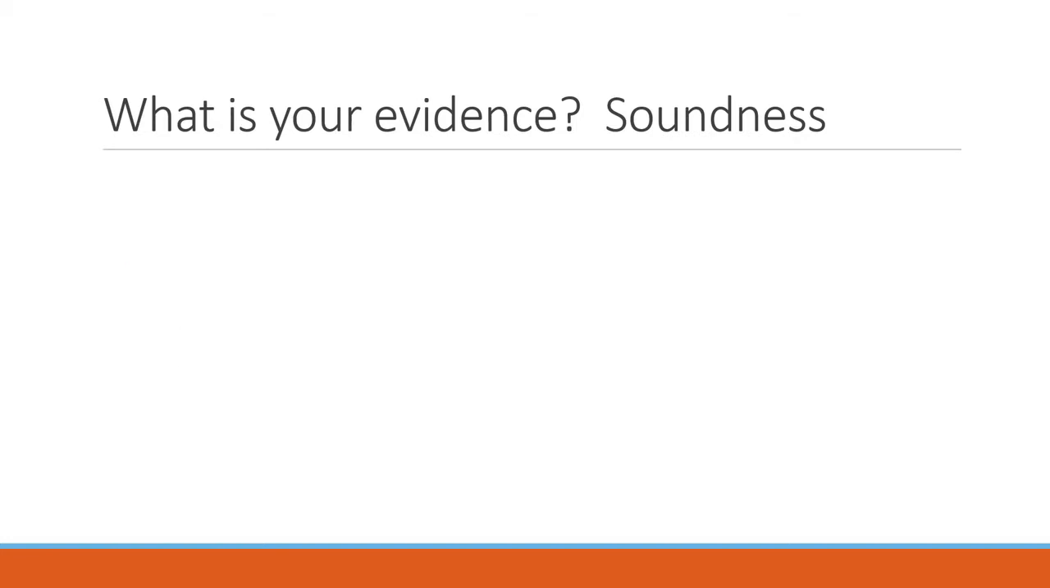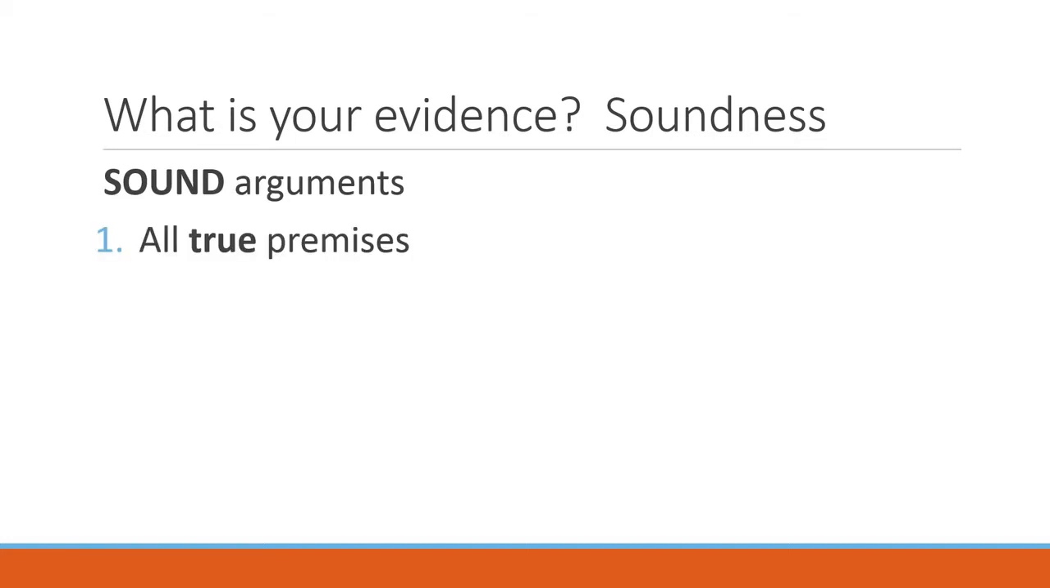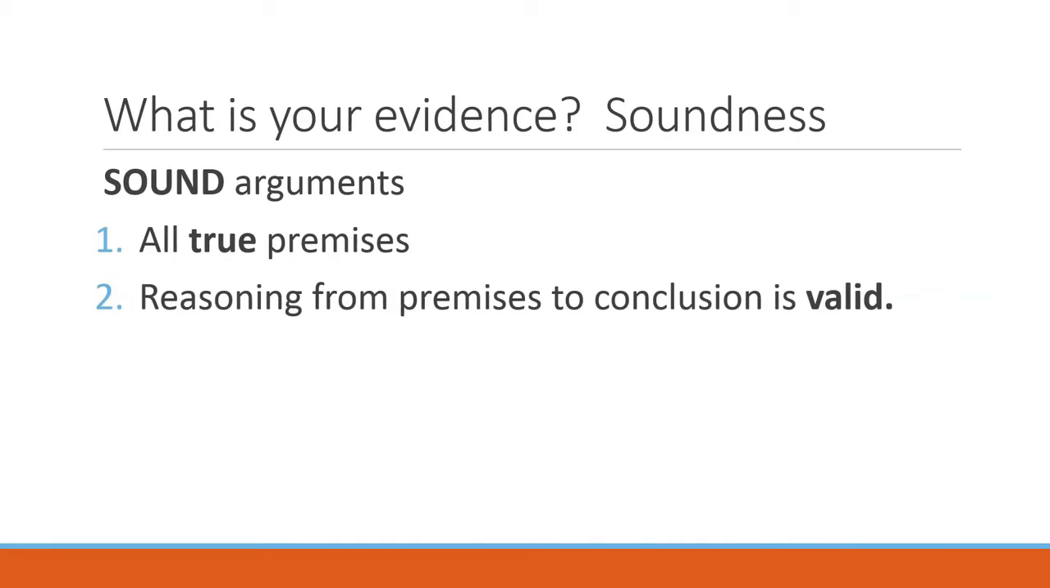So if those are the features of bad arguments, what do you suppose are the features of sound arguments? Remember, sound arguments are good arguments. So sound arguments will have all true premises. The reasoning from the premises to the conclusion will be valid. An argument is sound, an argument is a good argument if the basic premises are all true, and the reasoning, the logical steps, the inferences from premises to conclusion is valid.